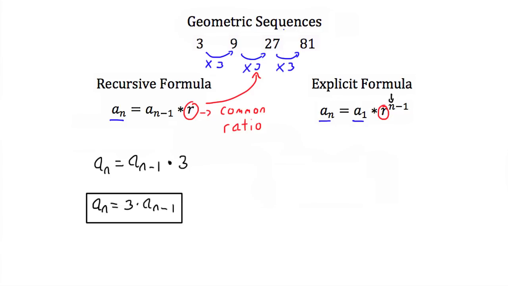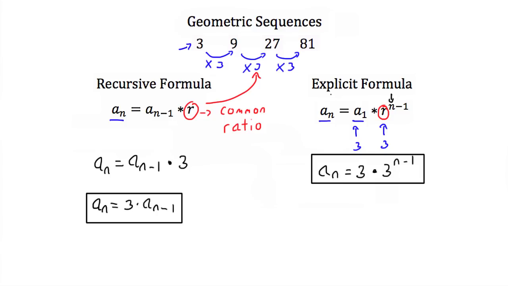This geometric sequence that we're given, 3, 9, 27, and 81, we know the common ratio is 3. Our first term, or a1, is also 3, because our first term is 3. So we can write the explicit formula for this geometric sequence as a sub n is equal to our first term, 3, times our common ratio, which is 3, to the n minus 1 power.